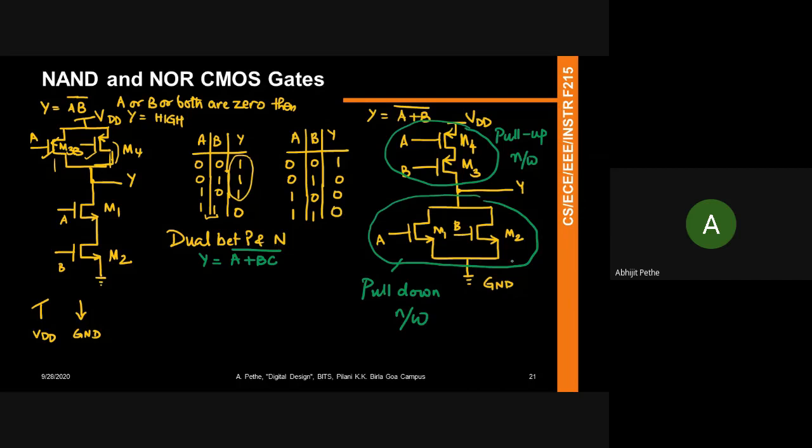Pull down network is the network which is pulling your Y to zero, right? Astha, what is pull down network? Pull down network is ensuring that Y goes to zero when these transistors get shorted. So the pull down network is going to get your output to zero. When the pull down network is enabled, then your Y goes to zero. When the pull up network is enabled, then your Y goes to VDD. Am I clear? Astha, am I clear?